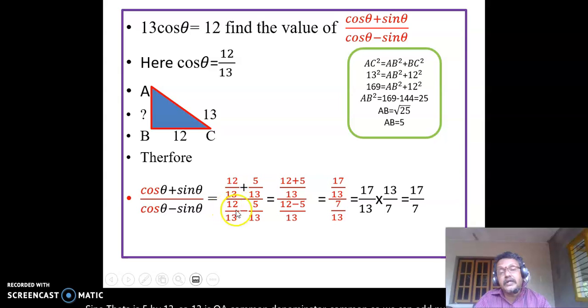Similarly, in the denominator, cos theta minus sin theta. Cos theta 12 by 13 minus 5 by 13. So the denominator 13 is the same, 12 minus 5 is 7. So if you take the reciprocal and multiply, 17 by 13 into 13 by 7, 13 cancels, 17 by 7. So the value of cos theta plus sin theta by cos theta minus sin theta is 17 by 7.